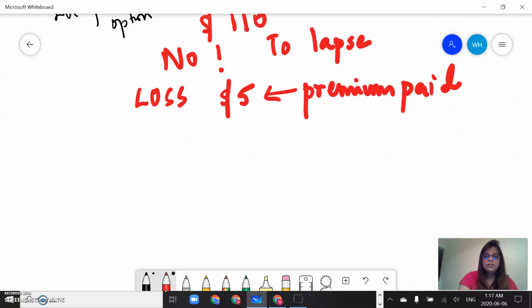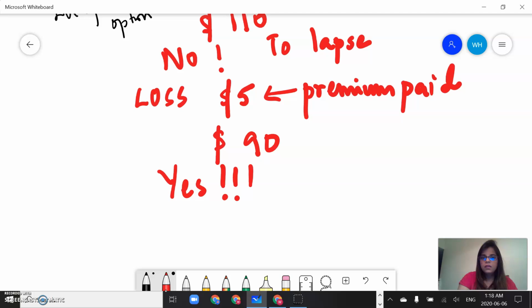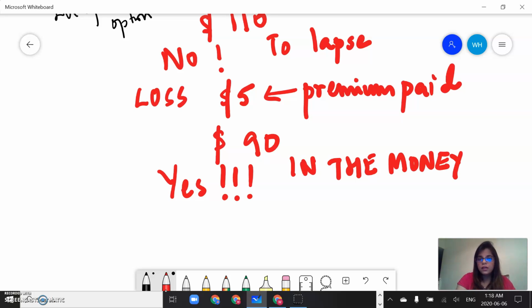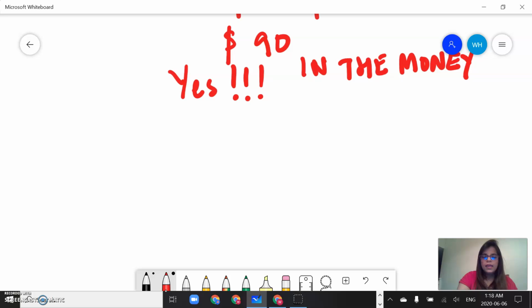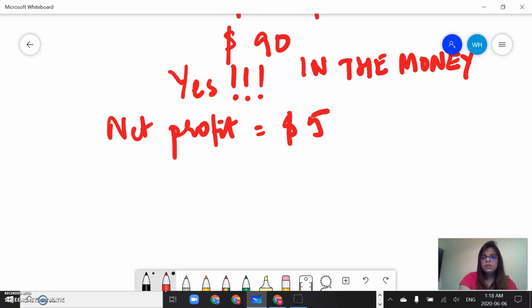Let's assume, on the other hand, that on the specified exercise date, the stock is trading at $90. Will A go ahead and exercise the option? Yes. The option at this point is in the money. A can purchase the stock in the market for $90 and then sell it to B for $100. So the net profit A makes is $5, taking into account the $5 he also paid as premium. So at $90, the put is in the money.